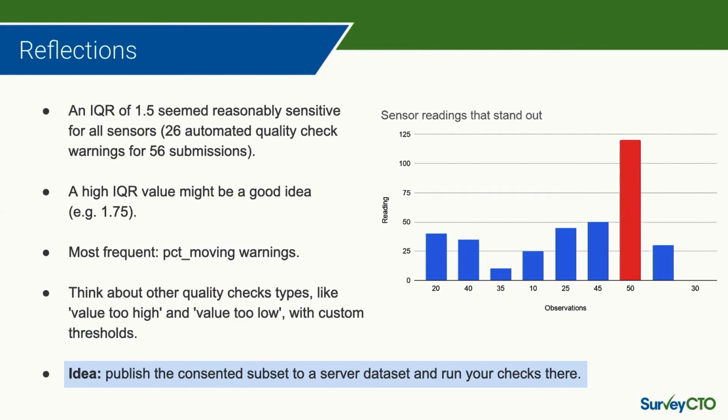Lastly, in terms of reflections, did you know that you can run quality checks on data stored in server datasets? Well, you can. You could selectively publish sensor data, for example, only for submissions where consent was answered as yes, and run quality checks on just those submissions if you prefer. You'd still want to find those same submissions in the main form data and the review workflow and make comments and corrections based on your findings. It just depends on how you want to use all this functionality, because it really is quite flexible.